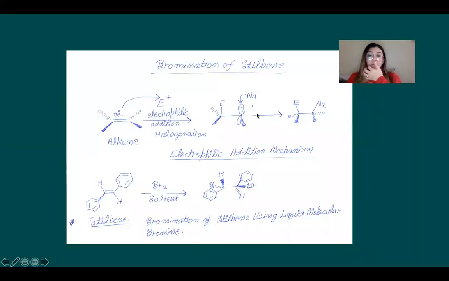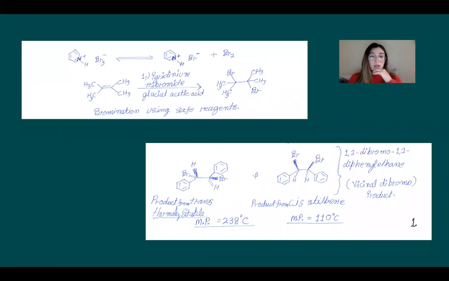This is already what I showed you, the electrophilic addition mechanism. Now right here we can see the bromination and our stilbene, and like I said, you guys will determine if it's cis or trans. Right here we have the pyridinium tribromide with our glacial acetic acid, which is our solvent. And right here we have our trans and our cis. Like I said before, trans is more thermodynamically stable, so its melting point is going to be 238 degrees Celsius in comparison to the cis stilbene, which is 110 degrees Celsius.